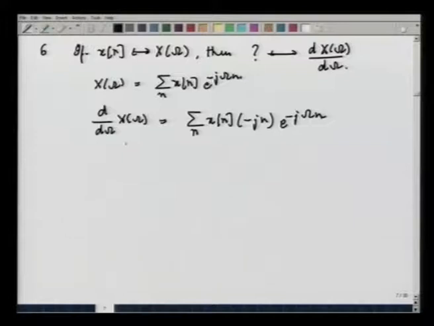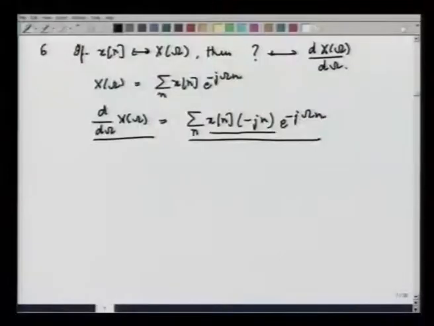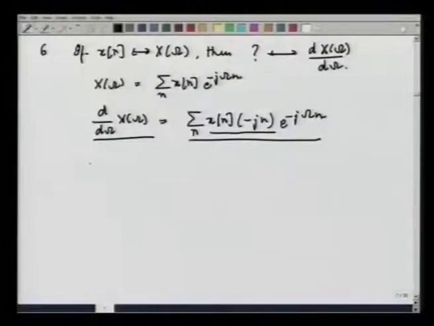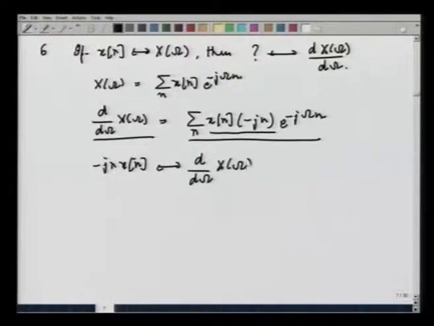Now, while the left side is the frequency domain derivative of X(omega), the right side still looks exactly like the analysis expression for a new function. Thus, this would be the inverse transform, or the time domain sequence, for which d by d omega of X(omega) is the DTFT. Thus, we get the pair that minus j n x[n] transforms to d by d omega of X(omega).